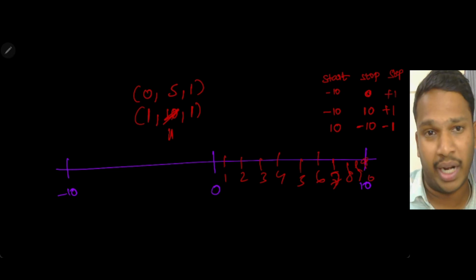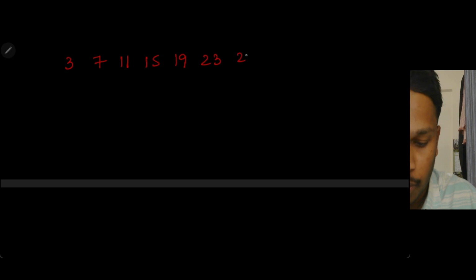So now I have different examples. Please understand this. If you understand this, for loops will become dead easy. That easy it will become if you understand this very neatly. Now from 3, I want 3, 3 plus 4 is 7, 11, 15, 19, 23, 27.